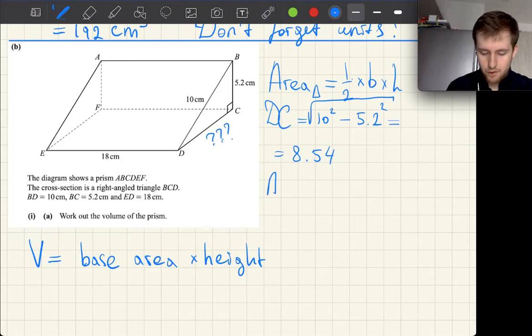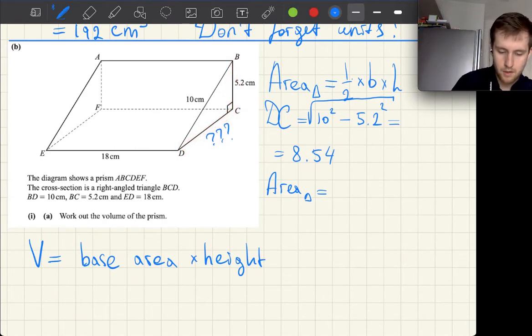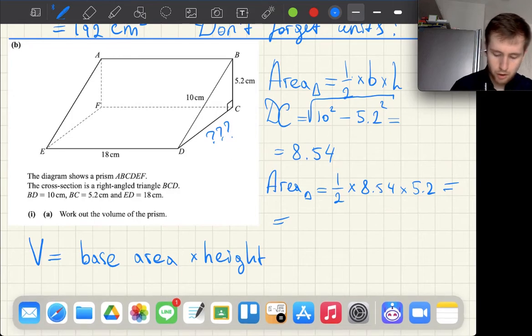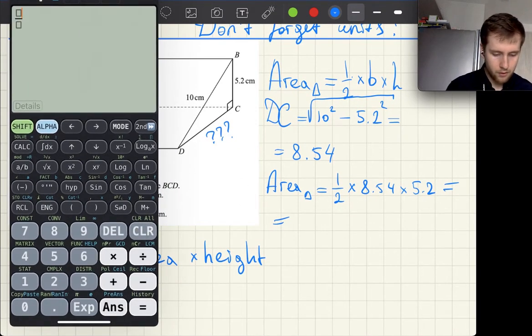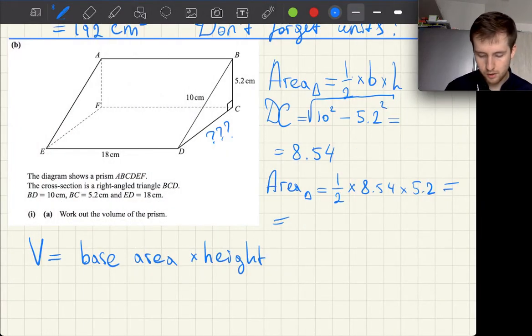And then the area of this triangle is equal to, so this could be the base and this could be the height in this case, right? So it's going to be 1/2 times base, which is 8.54, times height, which is 5.2. Again, the calculator is going to help us here. 1/2 times 8.54 times 5.2 is 22.204. Let's just write it as 22.2. 22.2 centimeters squared is the area in this case.